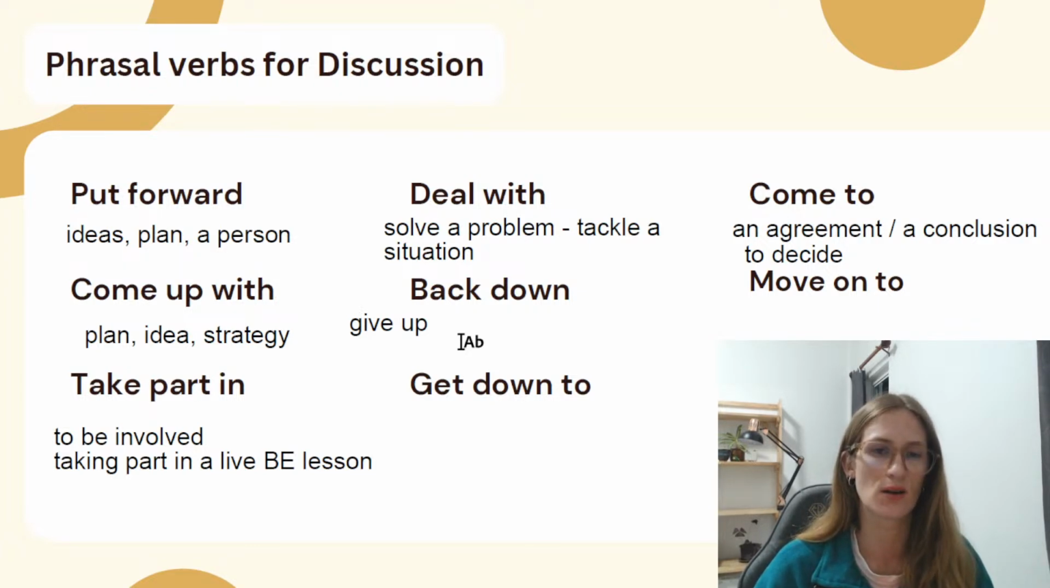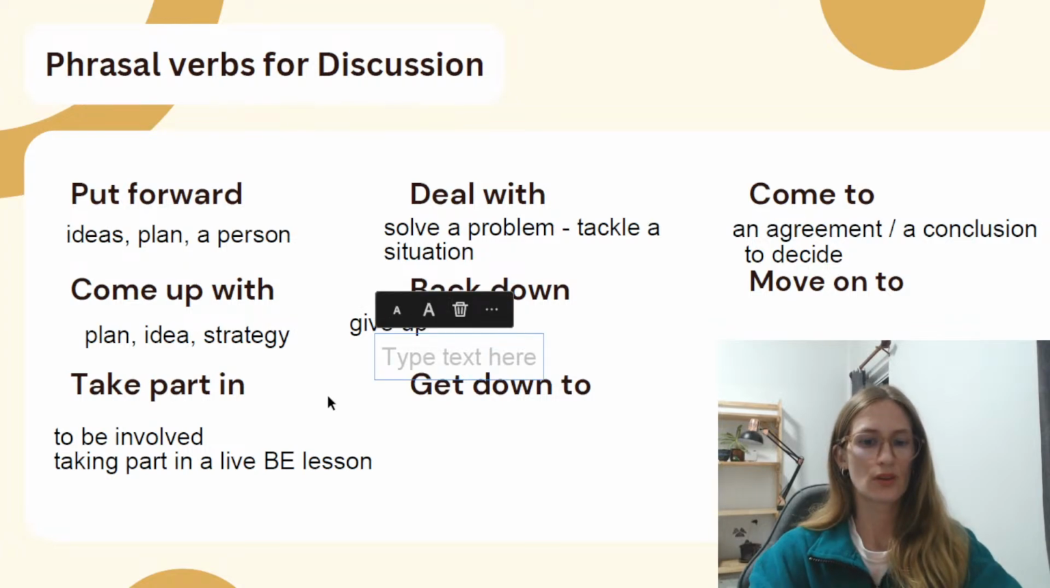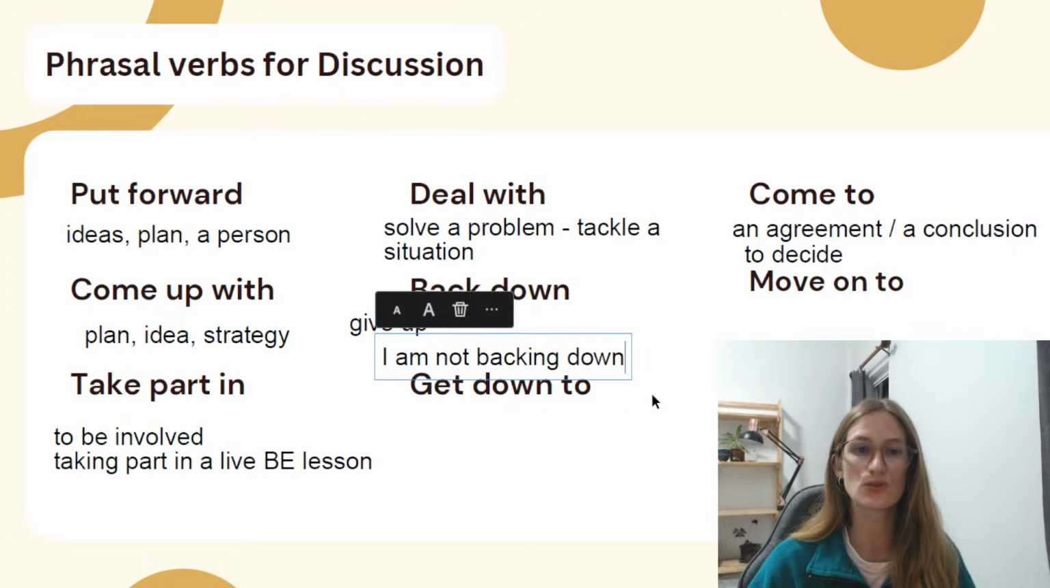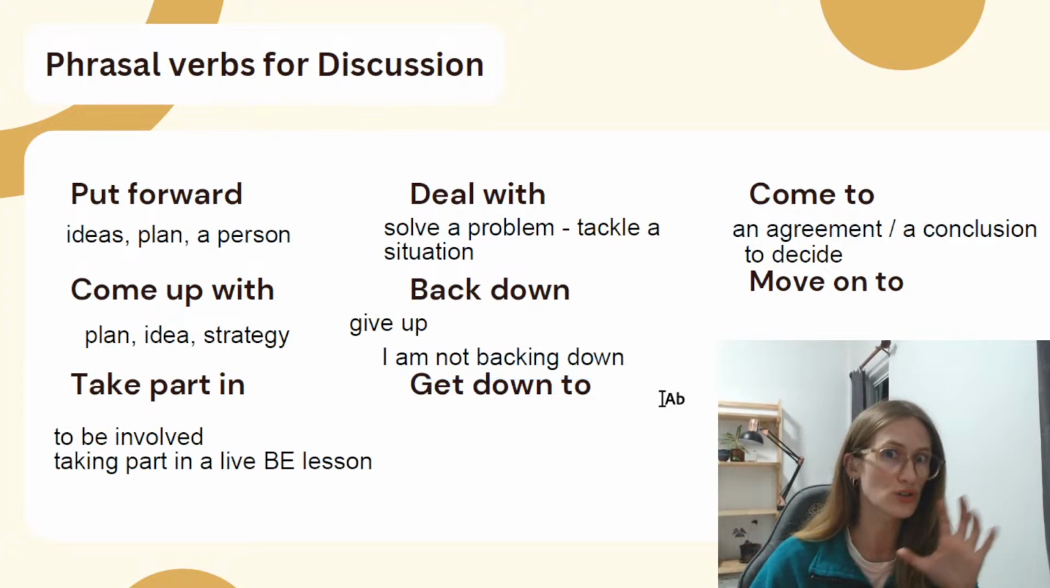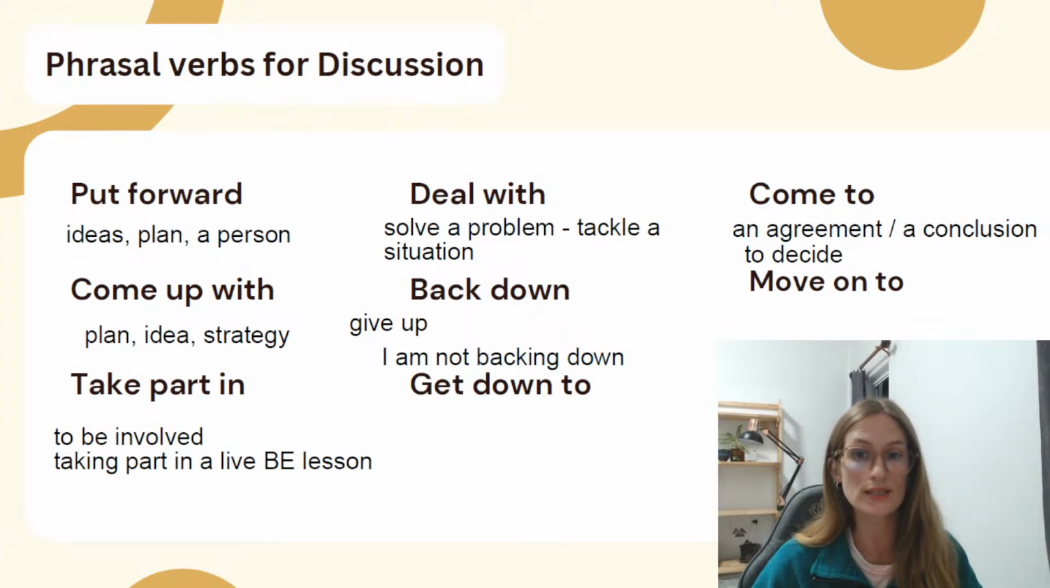So let's say, for example, I offer you 10,000 and you say, no, I want it for 8,000. I might say, I am not backing down, or my boss might tell me, do not back down. This means do not go down to that 8,000. We agreed 10,000, so it has to be 10,000.